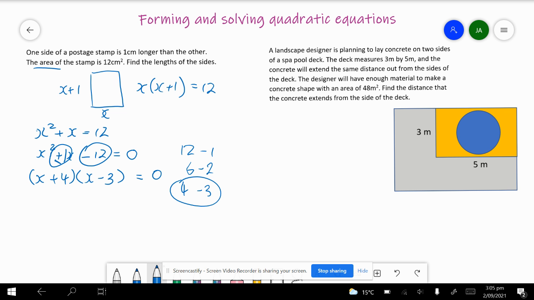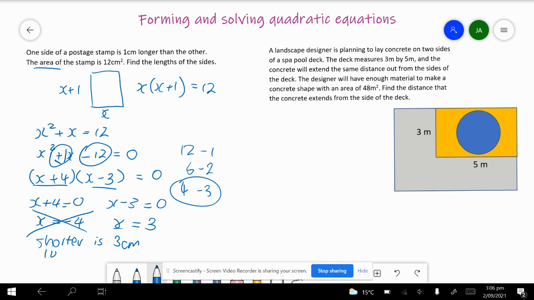Okay. Now, we let each of the brackets equal 0. So we let x plus 4 equal 0, and we get x equals negative 4. And we let x minus 3 equal 0, and x equals 3. Because this is a context question, look and see whether your answer makes sense. This one doesn't because we can't have a negative side. So x has to equal 3. So the shorter side is 3 centimetres, and the longer, remember it was 1 centimetre longer, so it must have been 4 centimetres. And if you multiplied those two together, you work out that, of course, it equals 12.